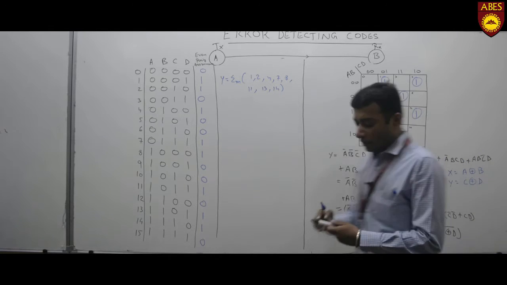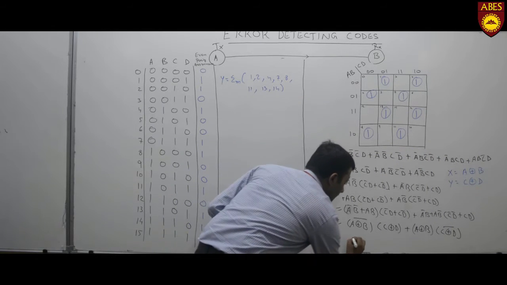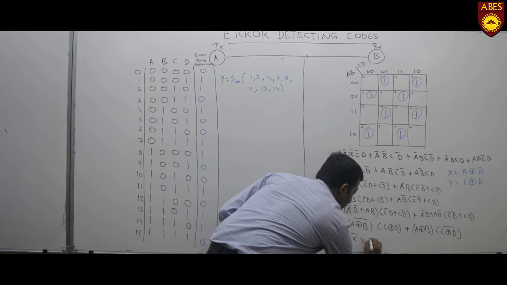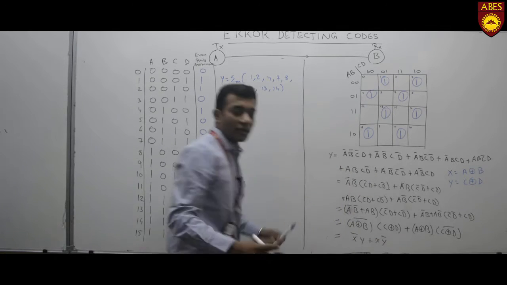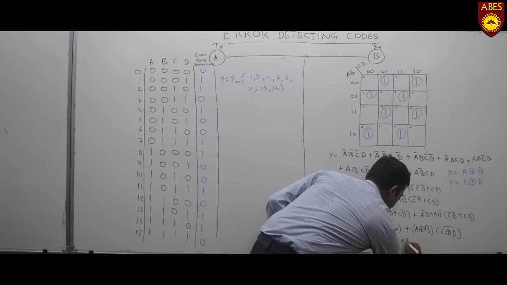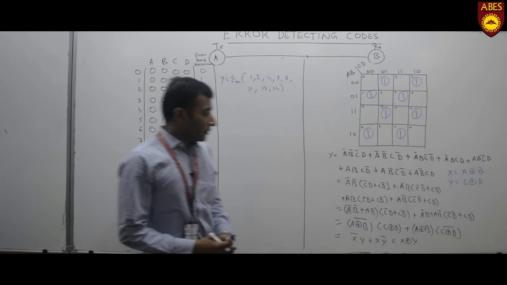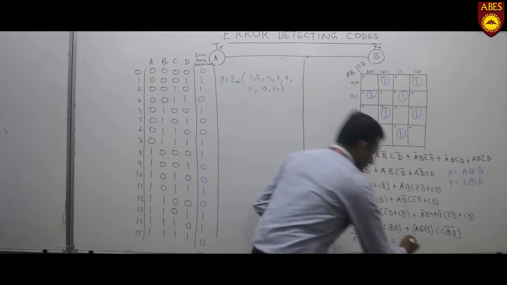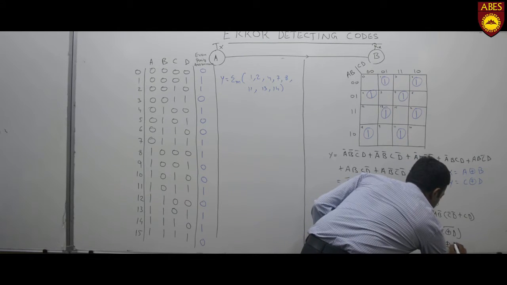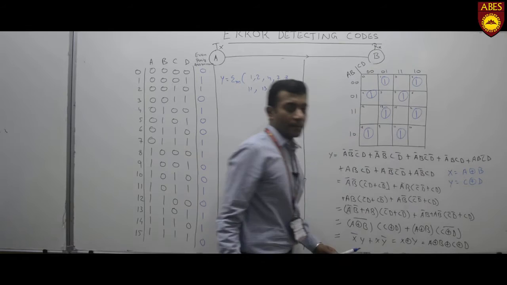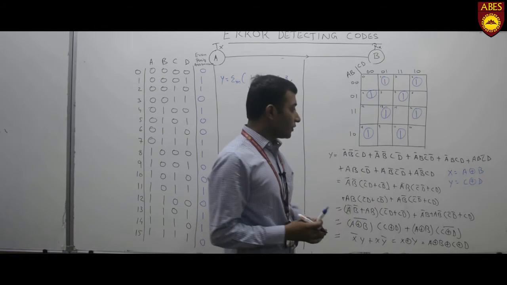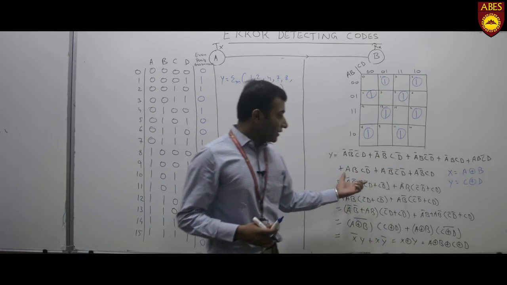So this equation can also be written as X bar Y plus X Y bar, which is again in the form of XOR, so we can write it as X XOR Y. By substituting the terms again, what we are getting is A XOR B XOR C XOR D. Now we can realize the circuit by using just 3 XOR gates, which would be much easier than getting the circuit through these basic gates.